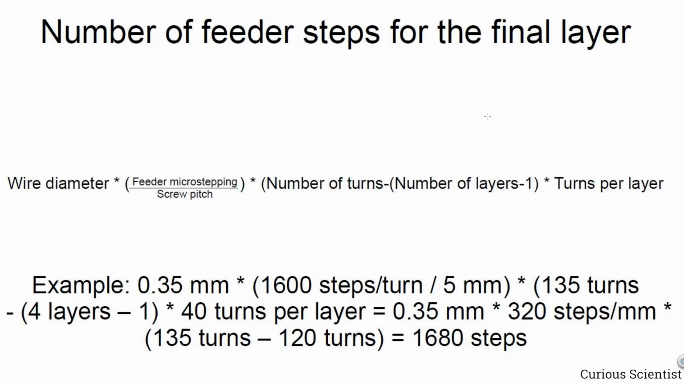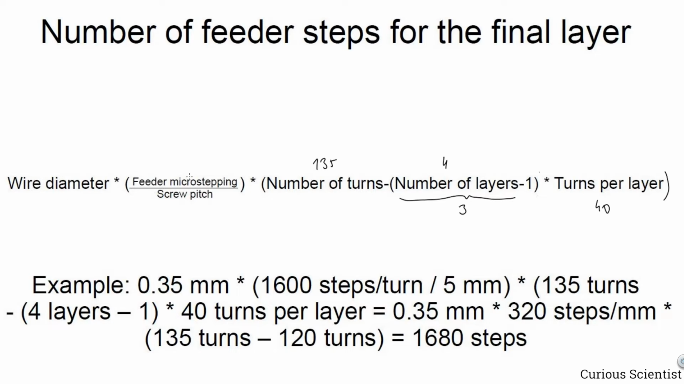So now we have one of the more complicated equations, which is the number of feeder steps for the final layer. How it's done is that we take the wire diameter, 0.35, multiply it with the 1 millimeter equivalent of steps, and then multiply it with this longer term, where I left out a few parentheses. What happens here is that we take the number of turns, and in this case I used something which is not a full layer turn. So I used 135 here. We still have 4 layers, so this term becomes 3, and the turns per layer was still 40.